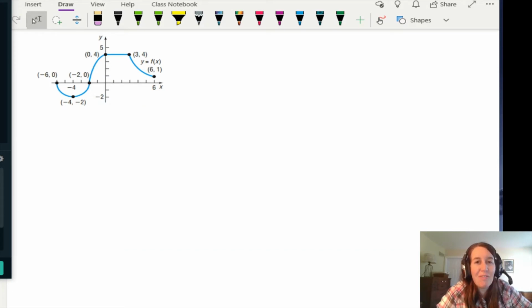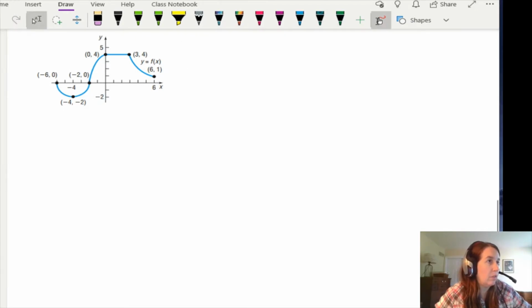Okay, this is one final example of functions and their properties, just for those of you who would like to see a little bit more of it. So in this example, we have this graph. There are no arrows, so this is the entire graph right here. There are many points given on the graph, just so that we can be pretty accurate with it.